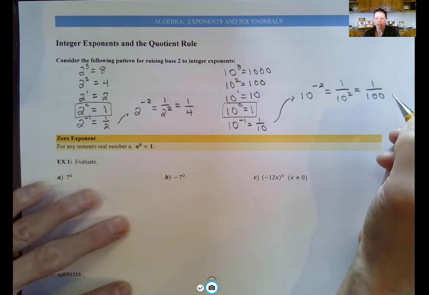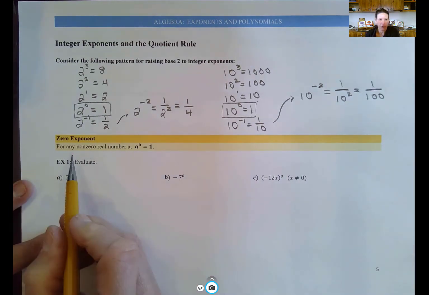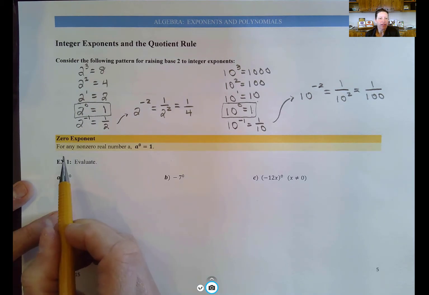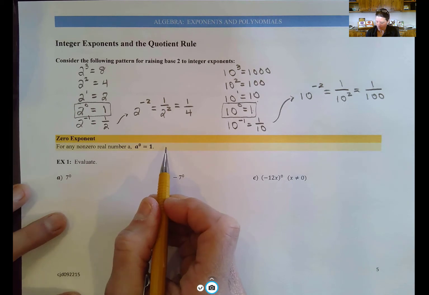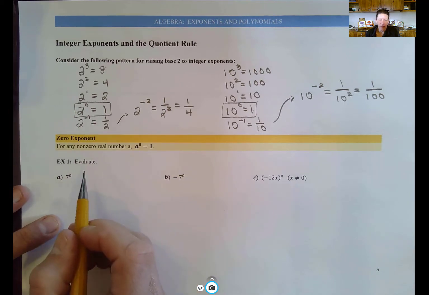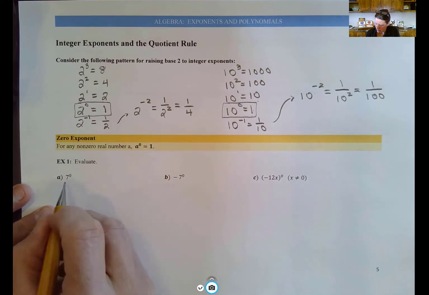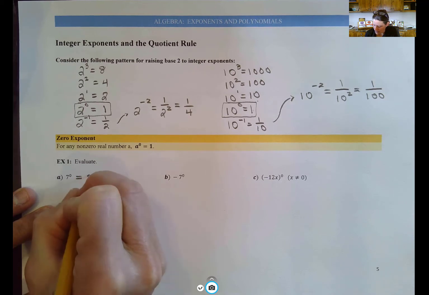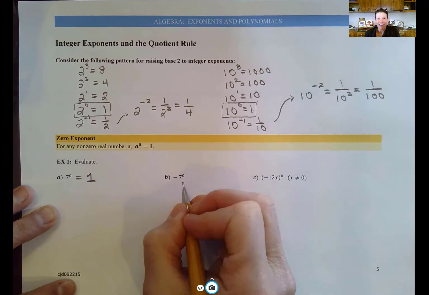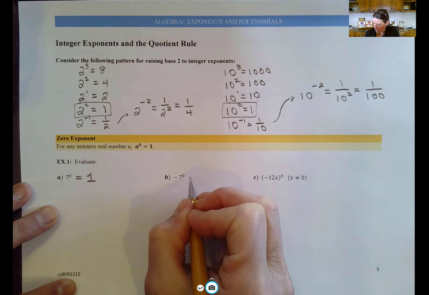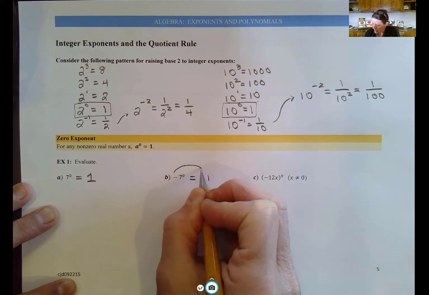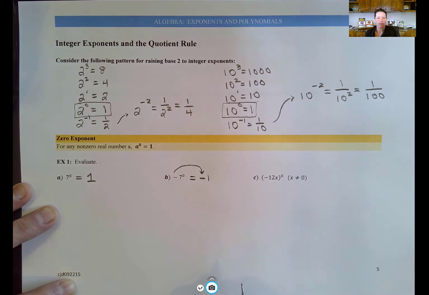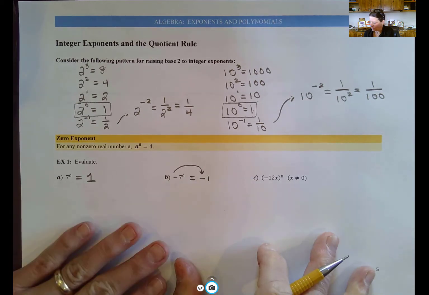These are nice patterns to help us set up first our zero exponent rule. For any non-zero real number, a to the 0 is equal to 1. In example 1, we'll use that zero exponent rule. 7 to the 0 power is 1. The negative of 7 to the 0 power, be careful here, 7 to the 0 is 1, but we keep that negative symbol out front, don't we? So negative 1 for part B.